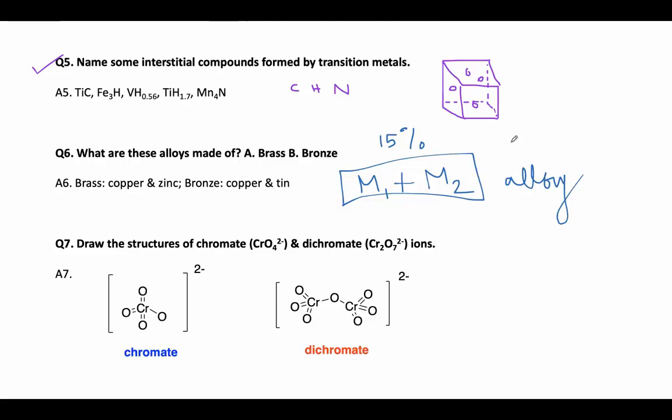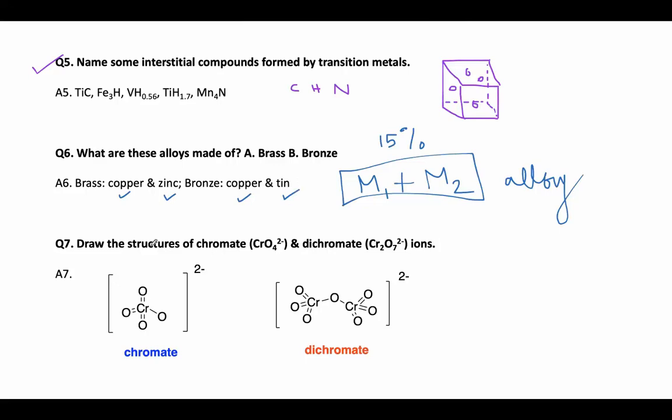Different kinds of alloys are known. The most popular ones are brass and bronze. Brass has one transition metal and one non-transition metal, and bronze has one transition metal and another non-transition metal, which is a p block element. Brass is the alloy made of copper and zinc, where copper is the transition metal, zinc is not. And then we have bronze, where copper is the transition metal, but tin is a p block element, not a transition metal.